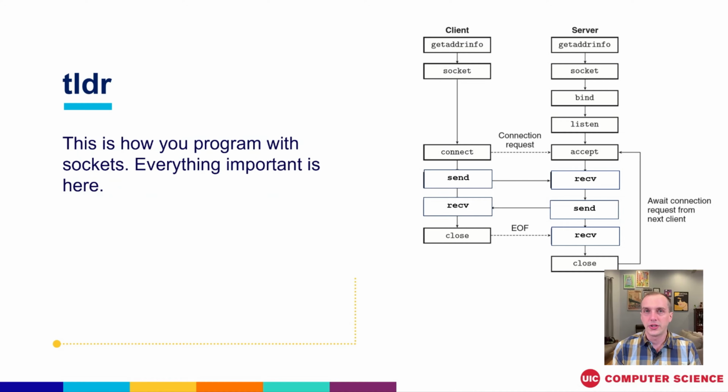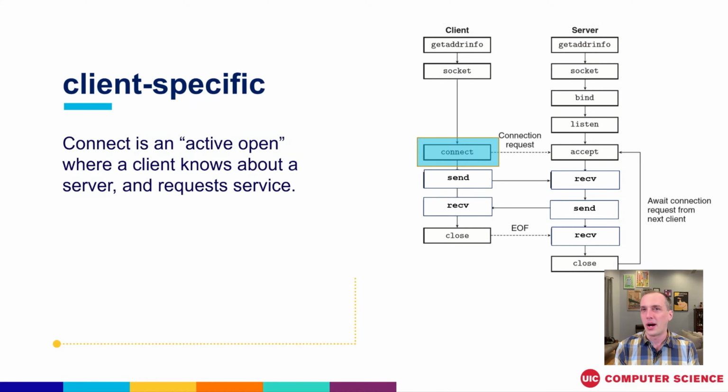The first thing that we want to recognize here is that there are two ways to communicate using sockets. You can communicate as a client who makes a connection, or you can communicate as a server who receives connections. The way that we set this up is going to look very different whether we're on the client side or whether we are on the server side. So on the client side, there's one call that's specific to the client side, and that's connect. This is called an active open, where a client decides it wants to receive service from a server, and so it goes and makes that connection to the server.